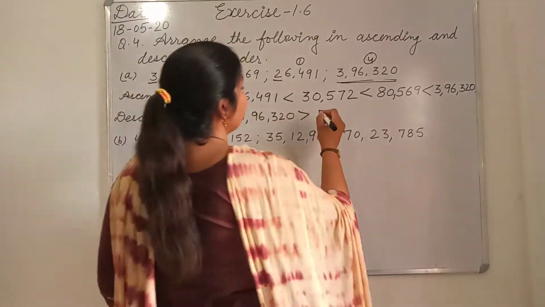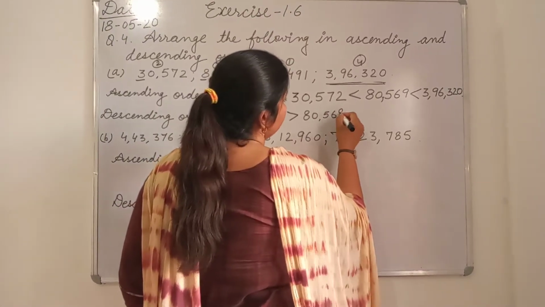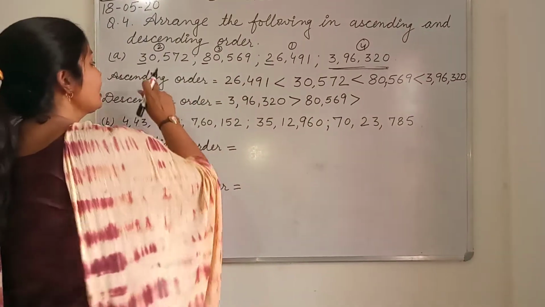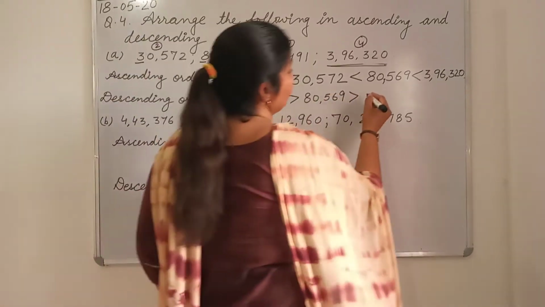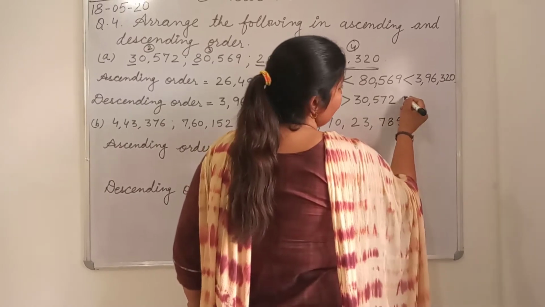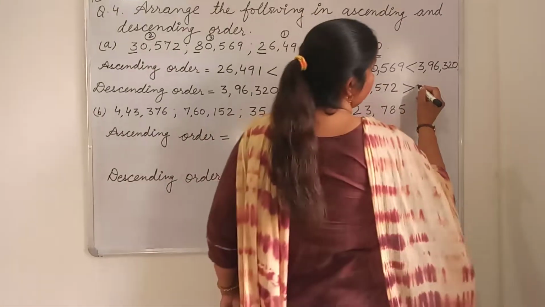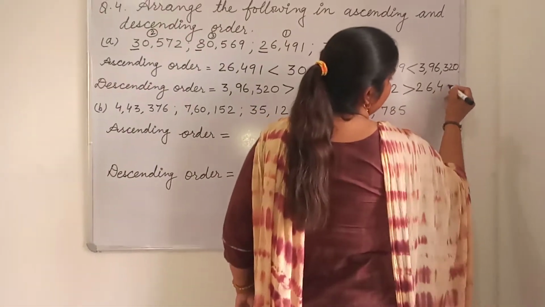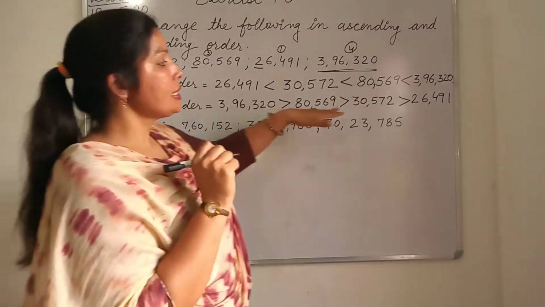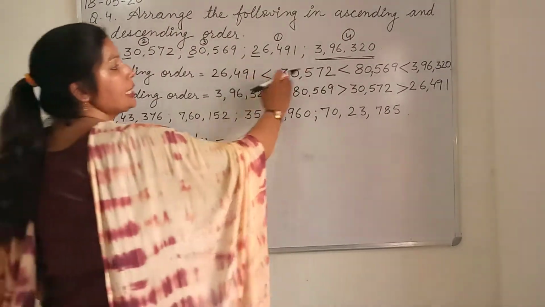Then after that, this one, 80,569. Then again we put the greater than symbol. Then next one is 30,572. And the last one is 26,491. So when we arrange in descending order, we put the greater than symbol, because first is greater, then smaller, then smaller. And in ascending order, the less than symbol.